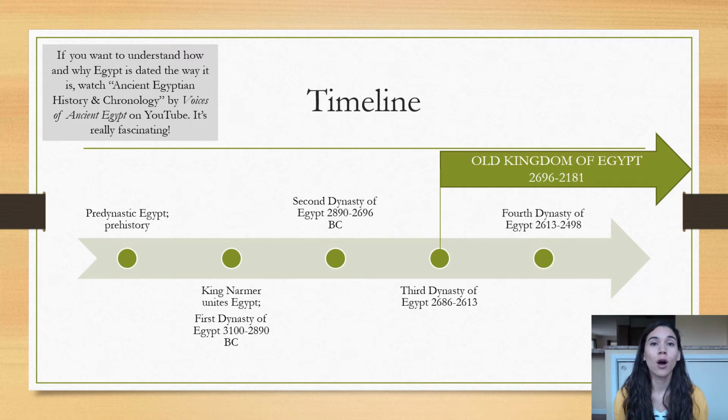If you want to learn more about why and how Egyptian history is dated this way, watch a video called Ancient Egyptian History and Chronology by Voices of Ancient Egypt on YouTube. I know it sounds really boring to study why something is the way it is, or why things are dated the way they are, but it's actually really fascinating. This video is an animation, so go and watch it if you have time.